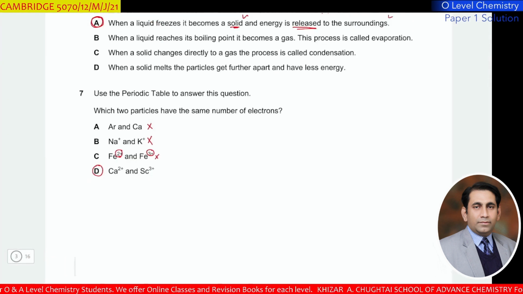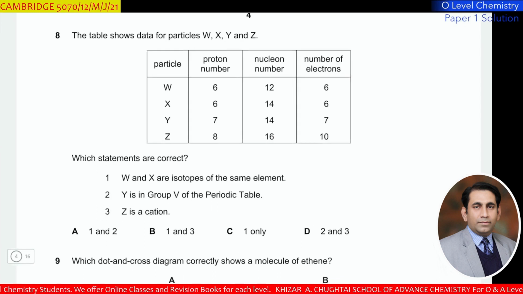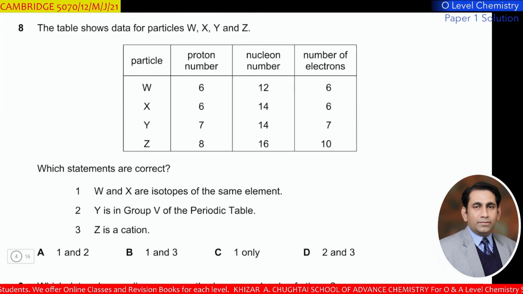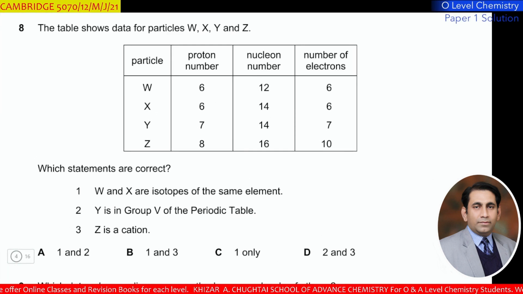Question number 8. The table shows the data of the particles W, X, Y and Z.